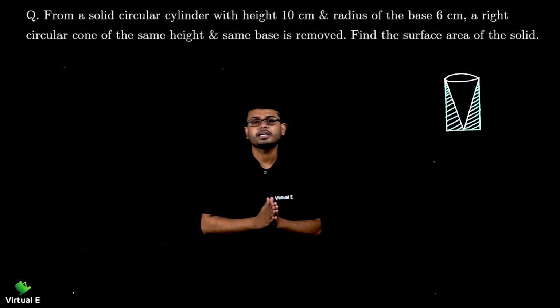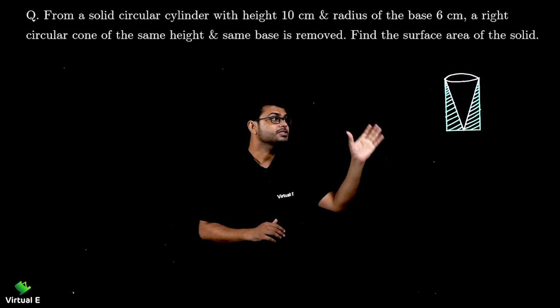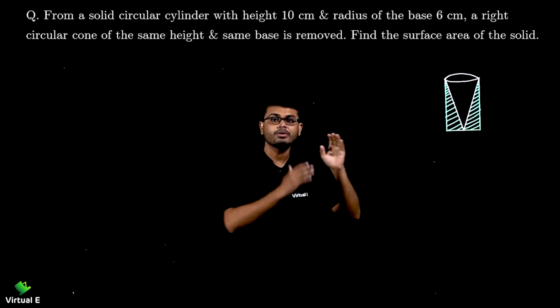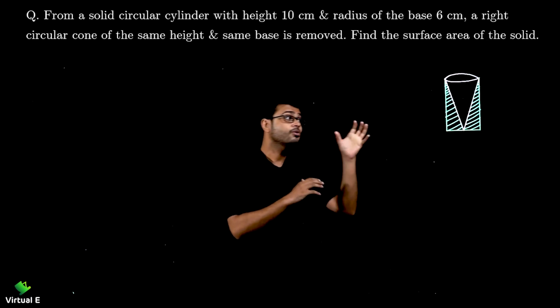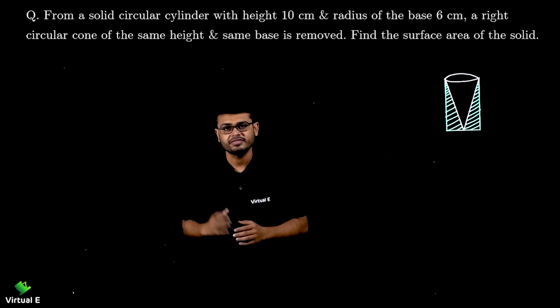We discussed one case where there was a cylinder and cone, right? In that case, the cone was on the upper side. But now let's discuss one case when the cone is inside the cylinder and we need to find the surface area.